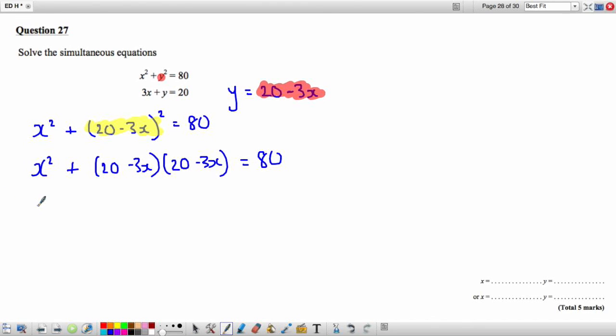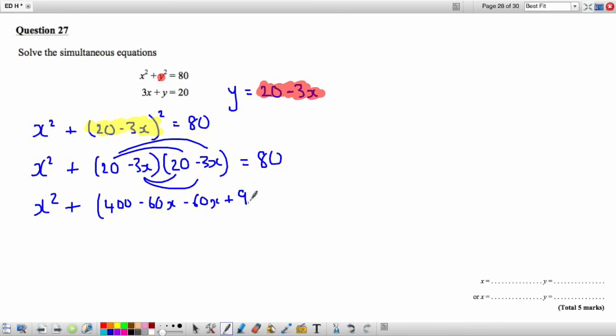Multiplying that out here, we're then going to have x squared plus, and we'll put all of this into a bracket. So 20 times 20 is 400. 20 multiplied by negative 3x is negative 60x. Here we have negative 60x again, and here negative multiplied by negative is positive 9x squared, close bracket, equals 80.